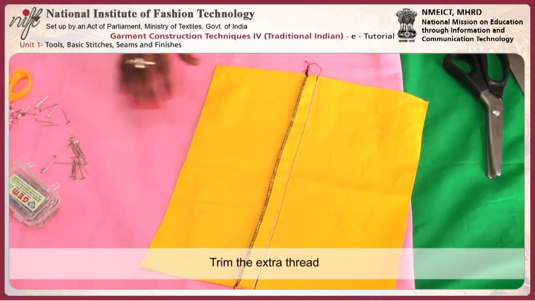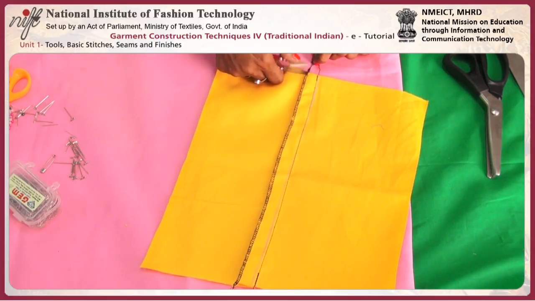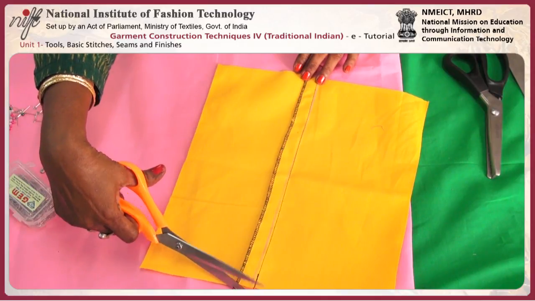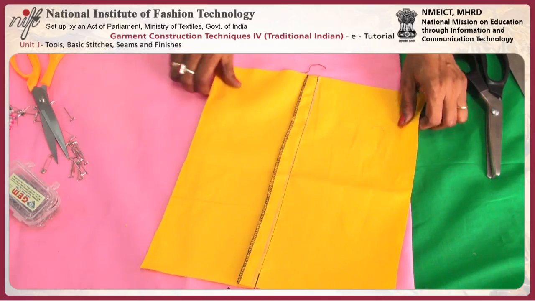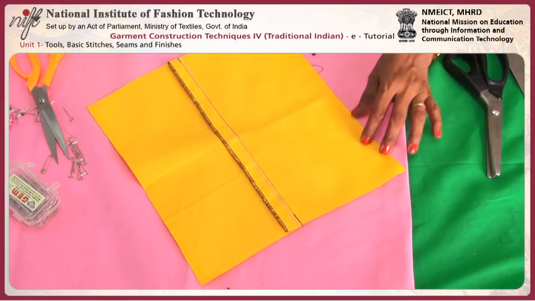And you have to trim the extra thread at the overlock, and this seam is called a plain overlock seam.